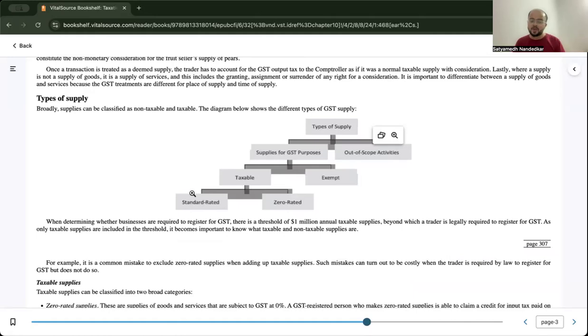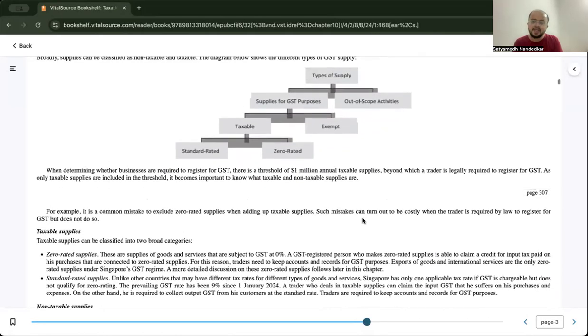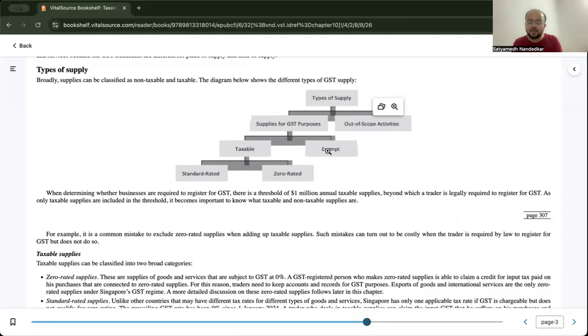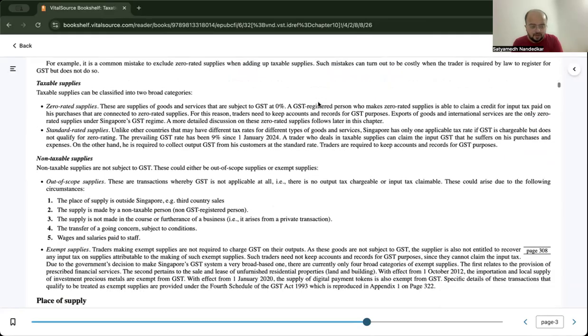Now, if I'm talking about types of supply under GST purposes, there are taxable supplies and exempt supplies. In taxable supplies, you have standard rated, that is supplies on which the rate of tax is 9%, and those supplies like exports on which the rate of tax is 0%. There are also some supplies which are exempt, on which GST is not applicable as per law. And then there are out of scope activities, that is, they don't come under the ambit of GST at all in the first place.